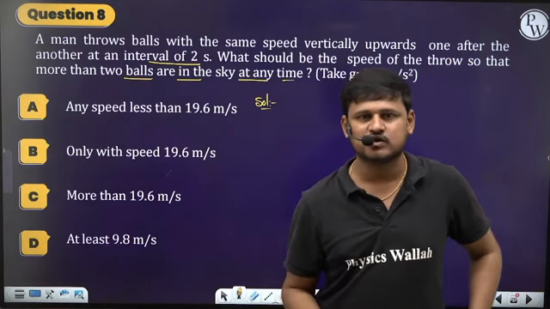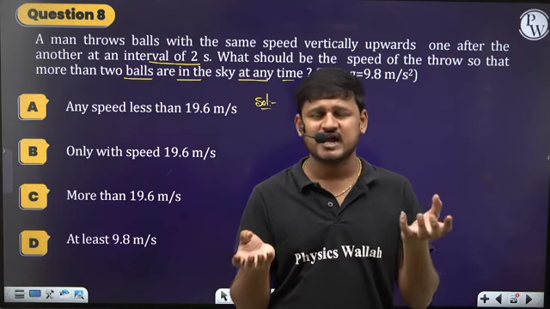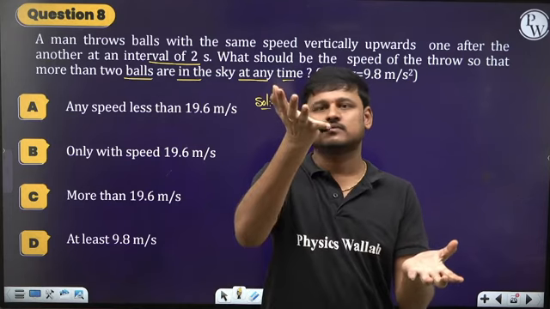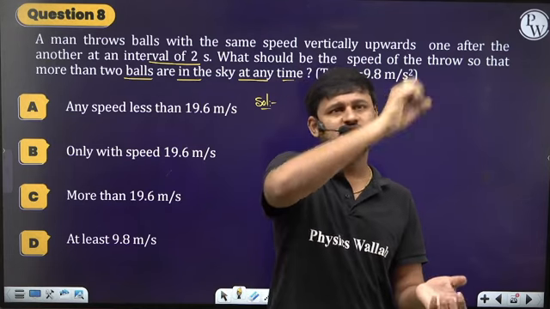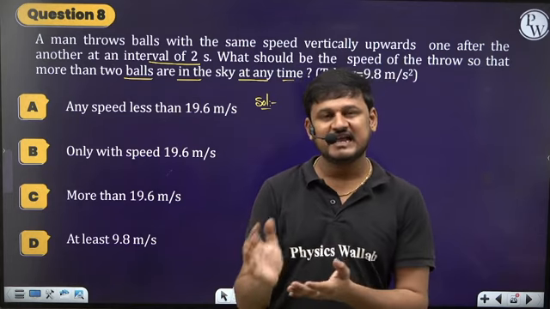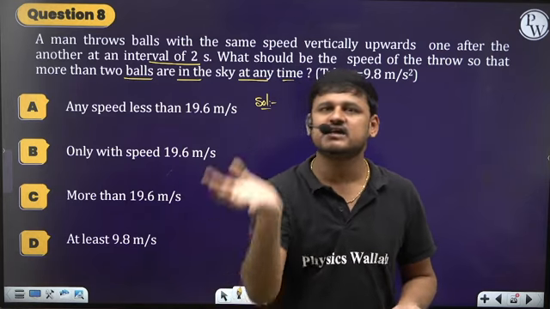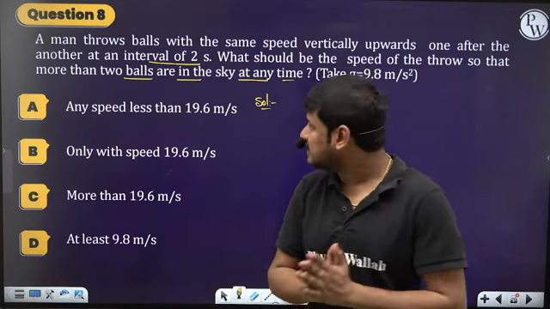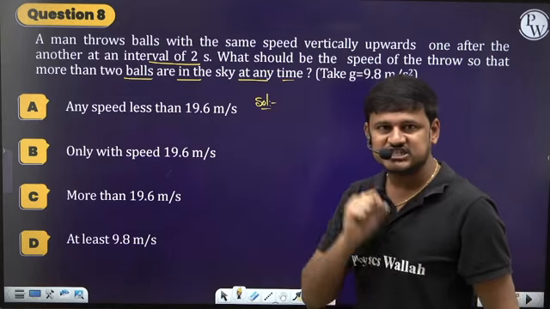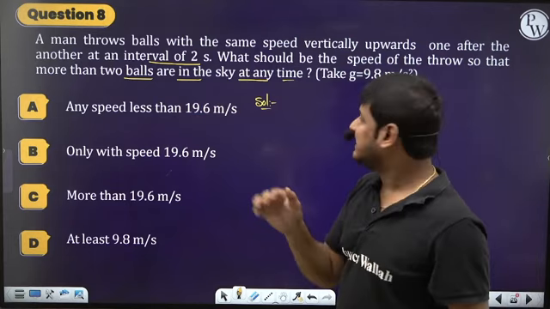So first understand the concept. There is a person, and he is holding some balls and throwing them like this. The first ball he has thrown, let's suppose it is traveling like this, and after 2 seconds he has thrown the second ball, then again after 2 seconds he has thrown the third ball, and again after 2 seconds he threw the fourth ball. Now what they are asking us is, what should be the speed of the throw? What should be the initial velocity so that more than 2 balls are in the sky at any time?